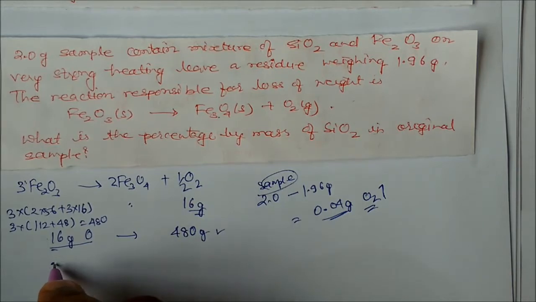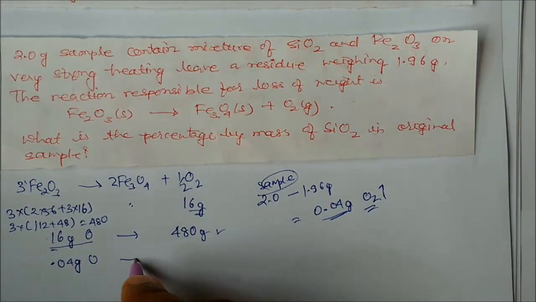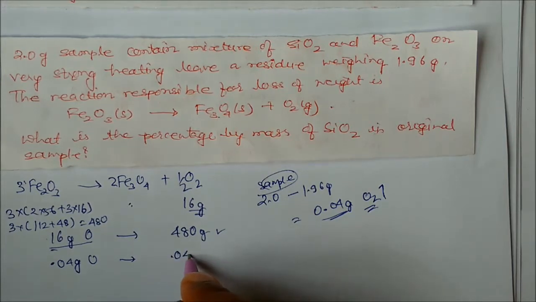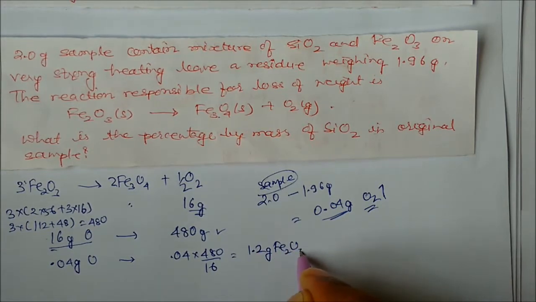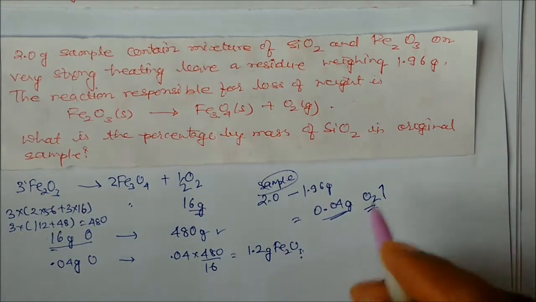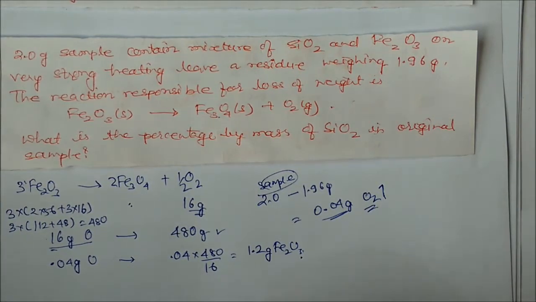So for 0.04 gram of oxygen, how much will you get? 0.04 into 480 divided by 16. So for this we require 1.2 gram of iron oxide. So we got the iron oxide. Earlier we have 1.96. So total is how much?